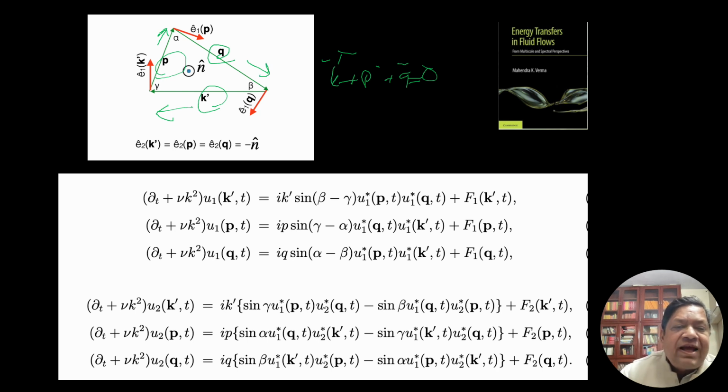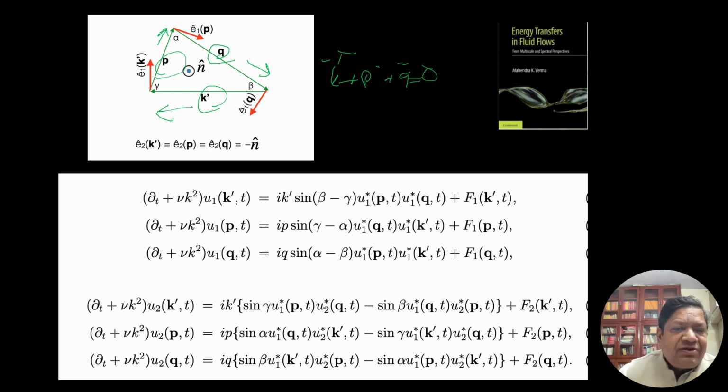Now I choose n hat. Remember we have the n hat vector. So n hat I choose to be perpendicular to the plane formed by these three vectors K prime, P, Q. So it is here. It is perpendicular to the plane, pointing towards you.